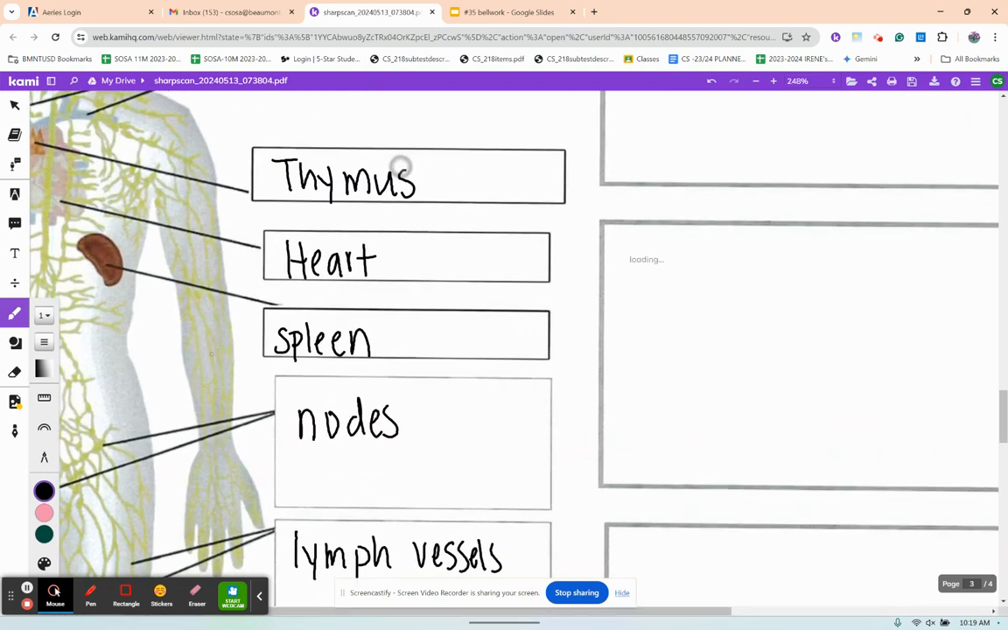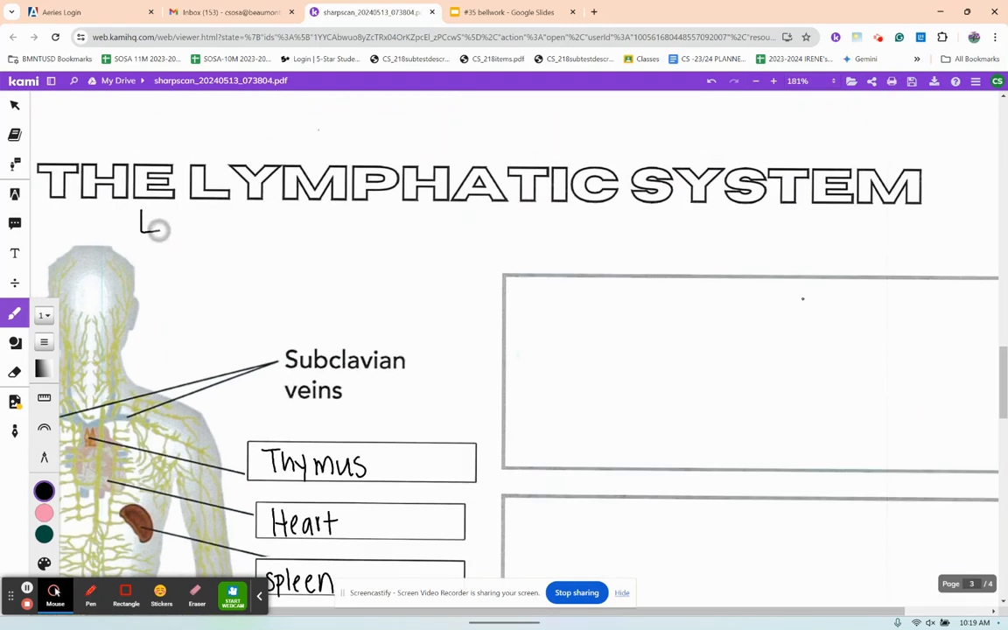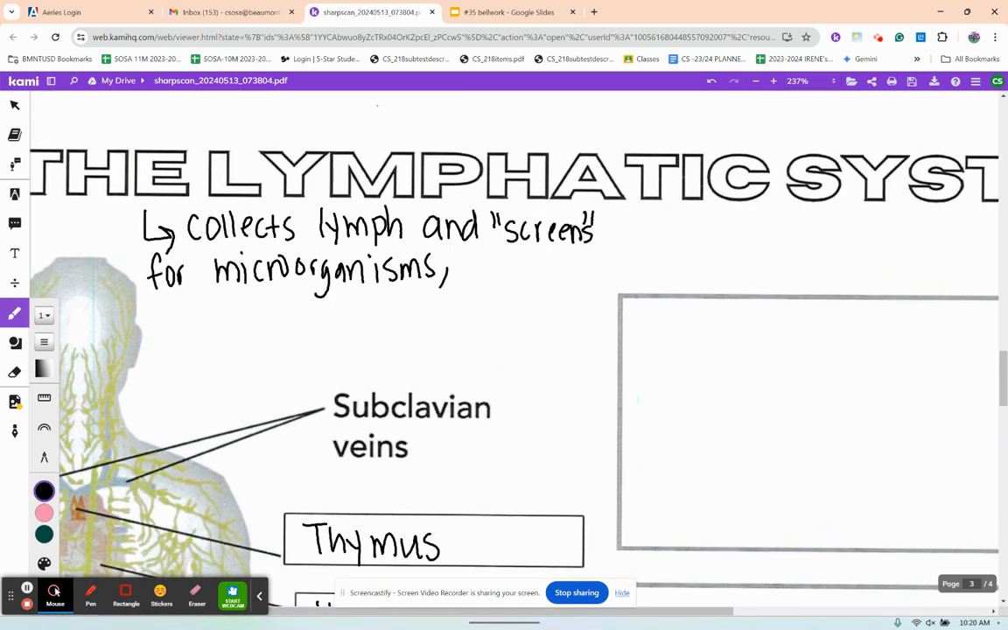Raise your hand if you need more time on these labels. Okay. So let's write here function. It collects lymph and screens for microorganisms, and then it returns it to the circulatory system.